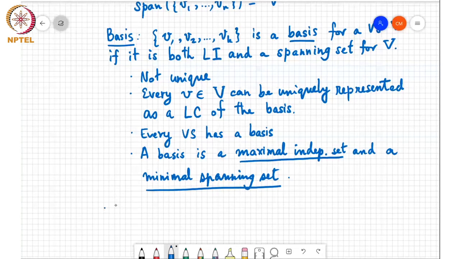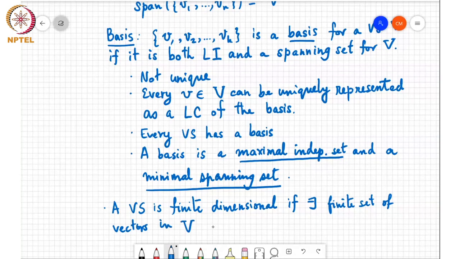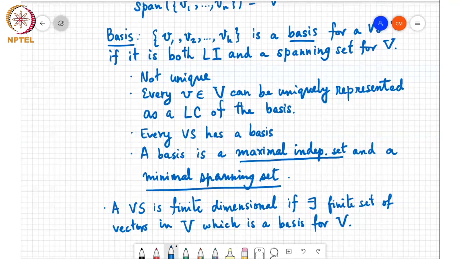Another concept related to the basis is that a vector space is said to be finite dimensional if there exists a finite set of vectors in V which is a basis for V. In this course, we will exclusively look at finite dimensional vector spaces. If the basis for a vector space does not have a finite number of vectors in it, then we call the vector space infinite dimensional.